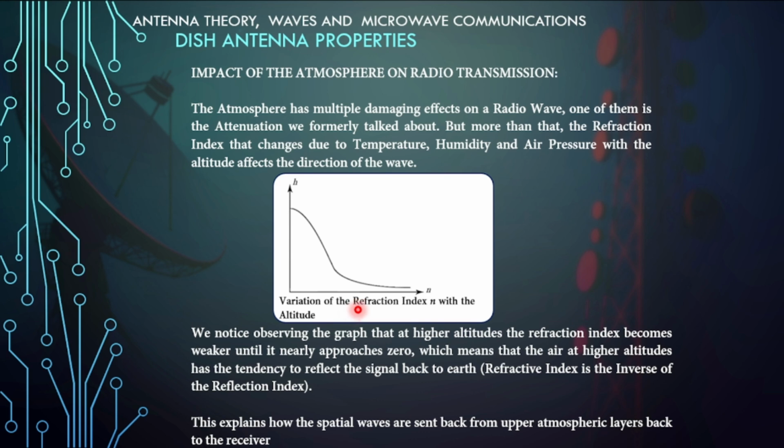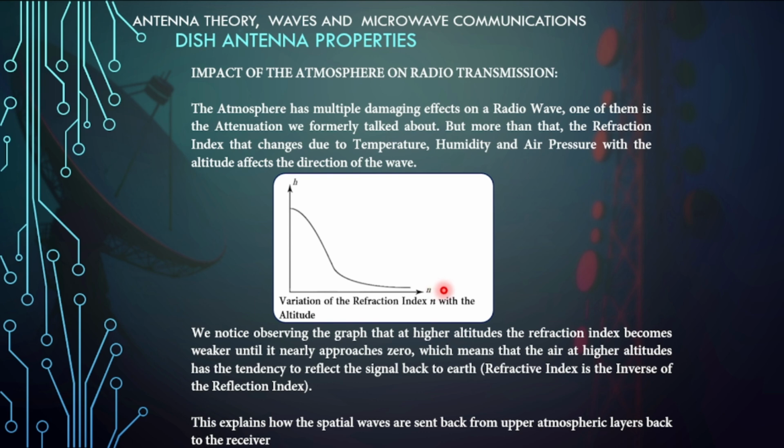So, within this graph, observing this illustration, we notice that higher altitudes result in a weaker refraction index until it nearly approaches zero. So for lower altitudes, you have a higher refraction index on the x-axis and vice versa.